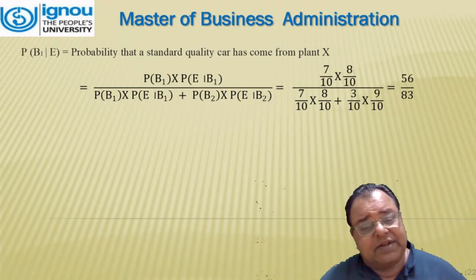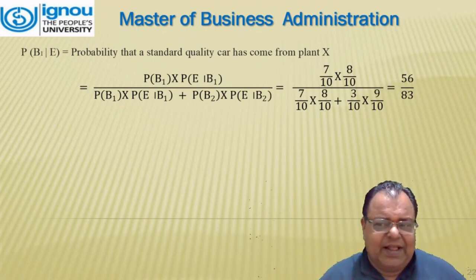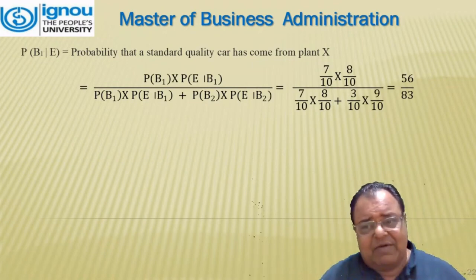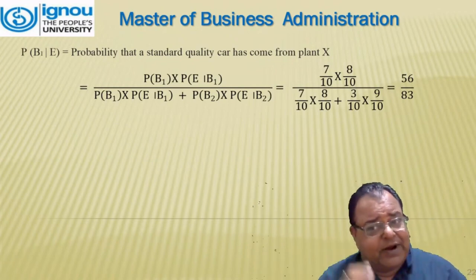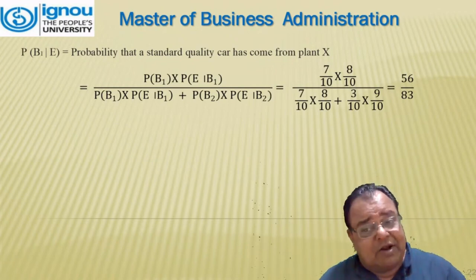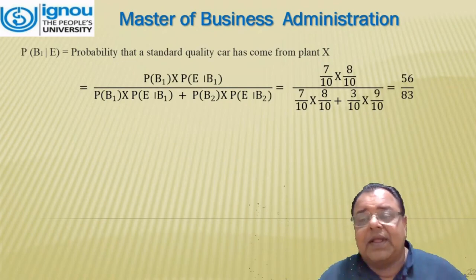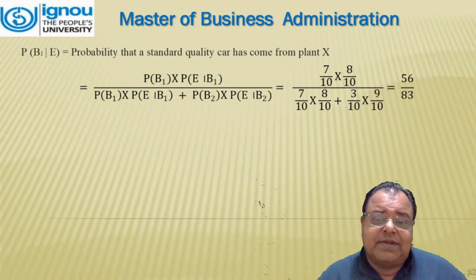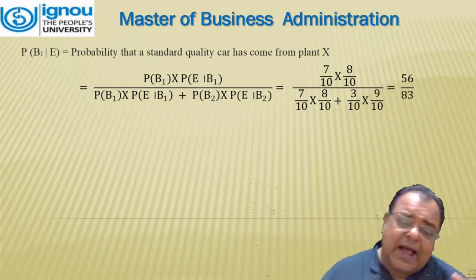56 plus 27 is 83. There is no need of making things difficult further or making errors in calculation. You can see the denominator of the numerator is 100 and the denominator of the denominator is again 100. We can remove it. 7 into 8 is 56, and for the denominator part, its numerator will be 56 plus 27, which is 83.